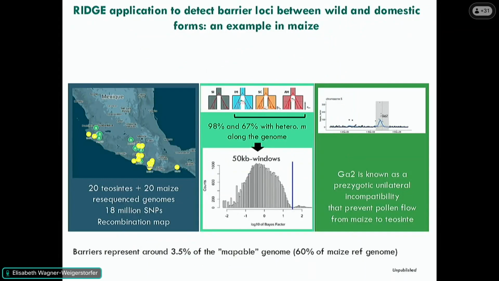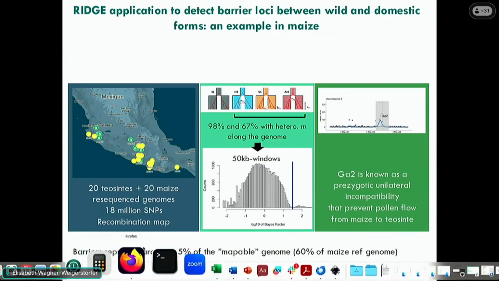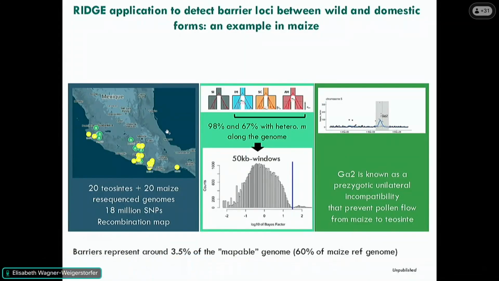Okay. So we applied this tool to maize, and then to other species, but I'm just showing an example of maize. So we have 20 teosintes, 20 maize. We detect SNPs. We have a recombination map. We perform some simulations. Pretty much 98% of the simulations are consistent with migration, and 67% with heterogeneous migration along the genome.